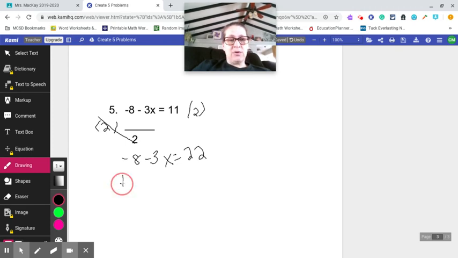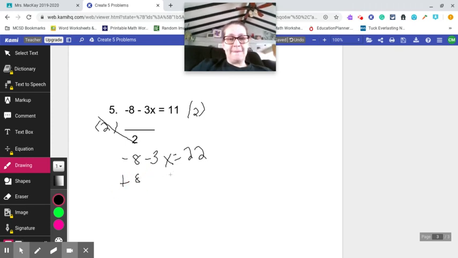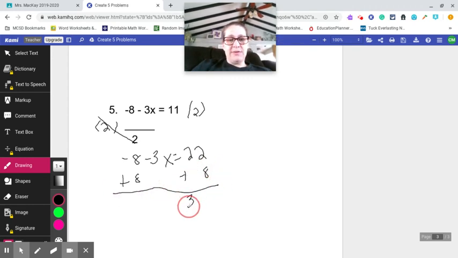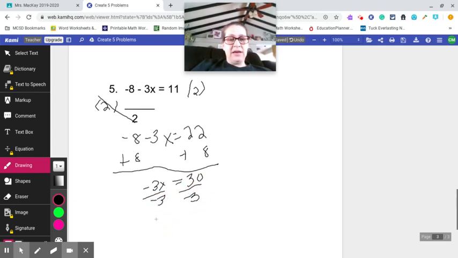Okay, I'm going to add 8 to both sides. Which gives me 30. And divide by negative 3. And that gives me x equals negative 10.